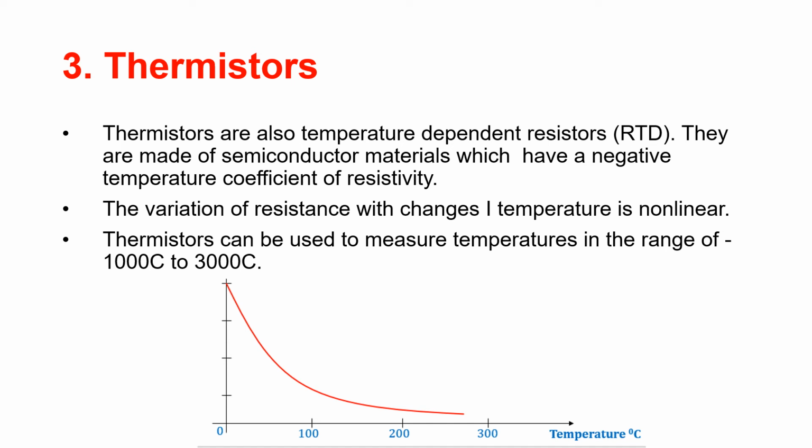Now the variation of resistance with changes in temperature is non-linear, and thermistors can be used to measure temperatures in the range between 100 degrees Celsius to 300 degrees Celsius. This graph indicates temperature versus resistance, and it shows the negative temperature coefficient. As the temperature increases, the resistance decreases. That indicates the working of a thermistor totally depends on the negative temperature coefficient of resistivity.